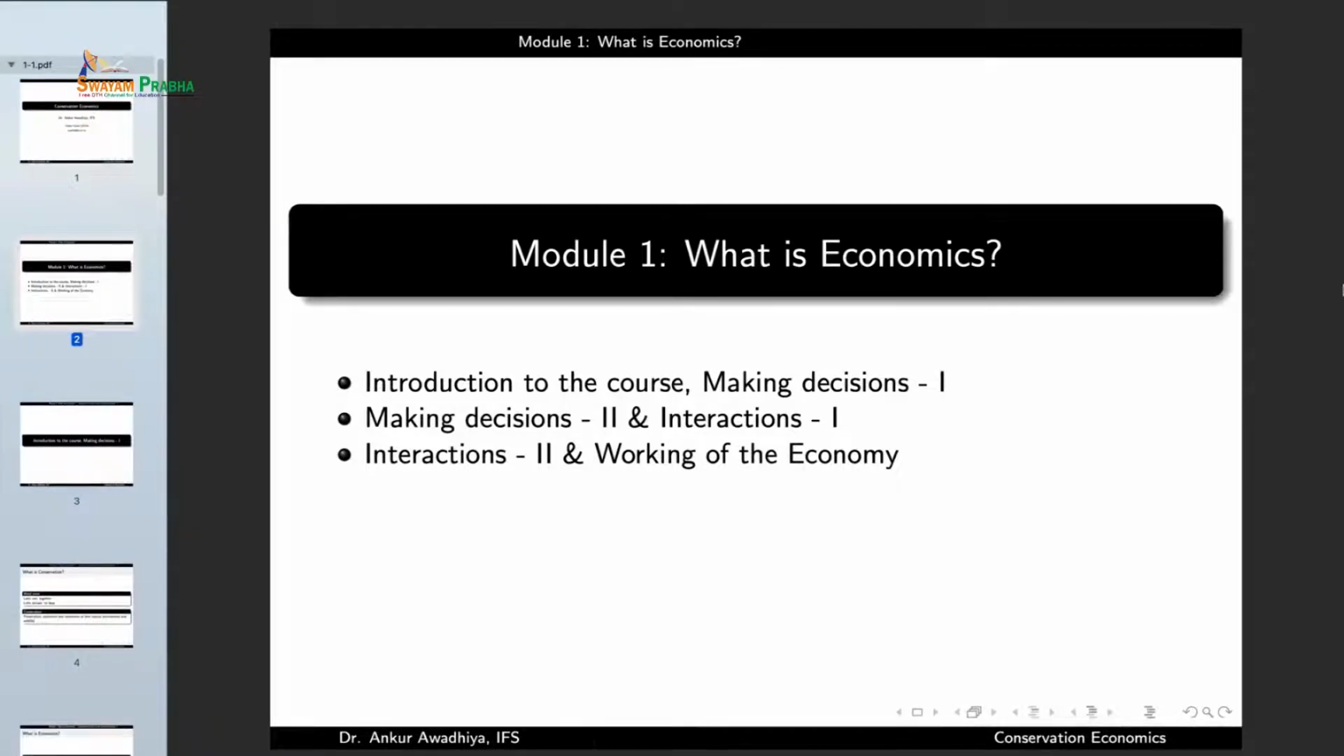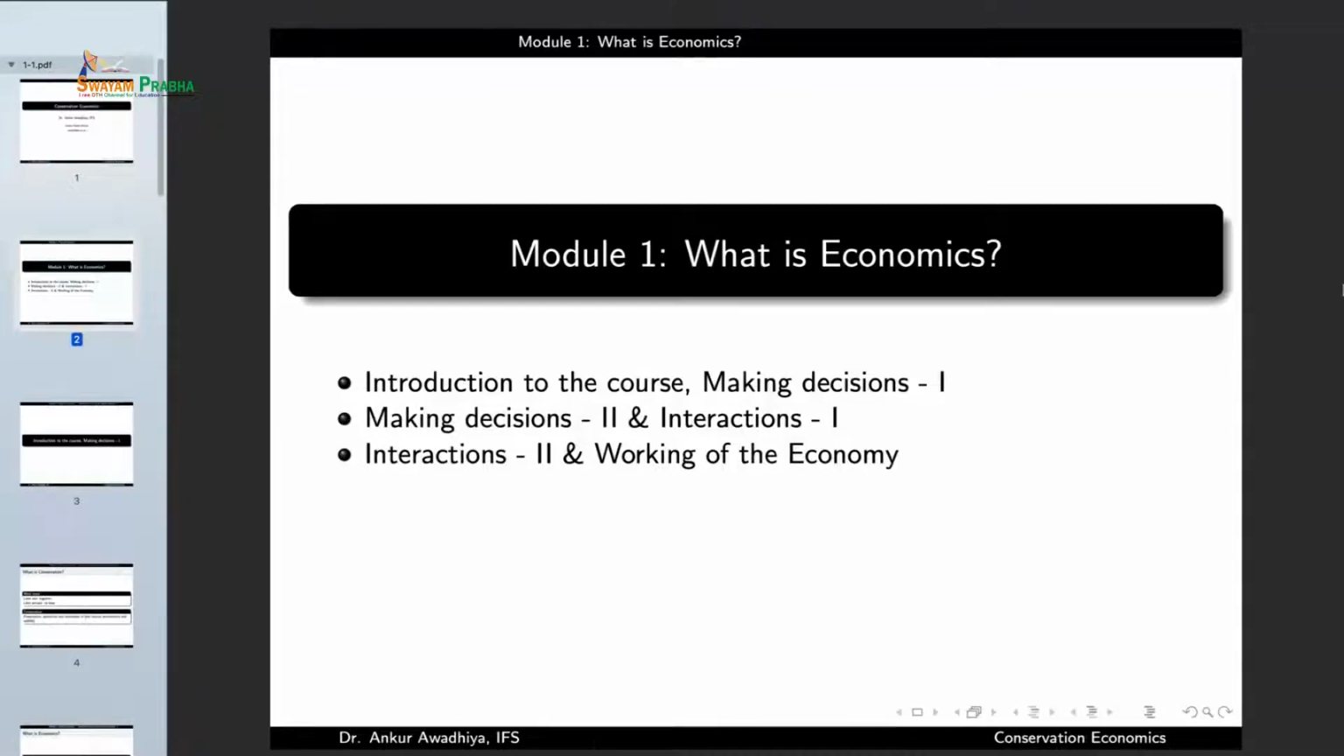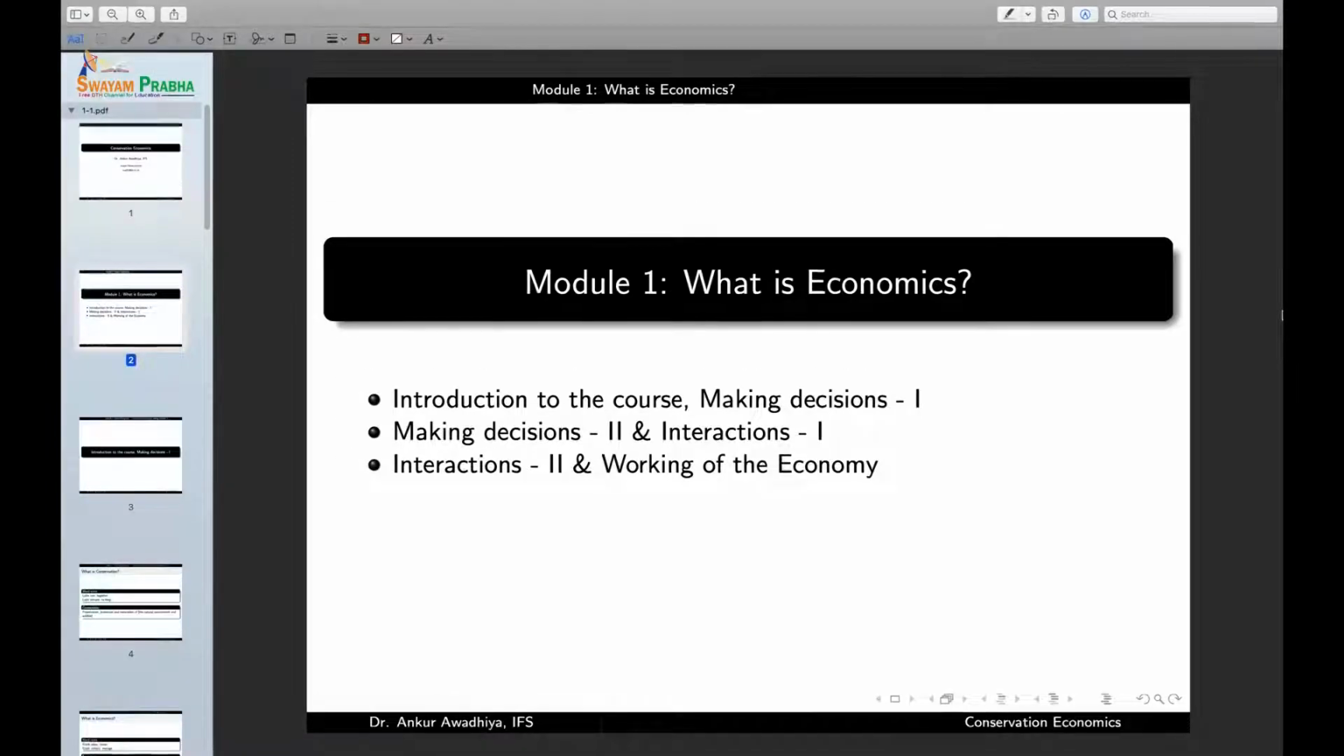This course will be divided into several modules, and each module will have 3 or 4 lectures. Each module will comprise those lectures that will cover a thematic area in either economics or conservation or their interlinkage. So, the first module is what is economics, and in this module we will have 3 lectures. The first one is introduction to the course and making of decisions. The second lecture is Making Decisions, Part 2, and Interactions, followed by Interactions and Working of the Economy.